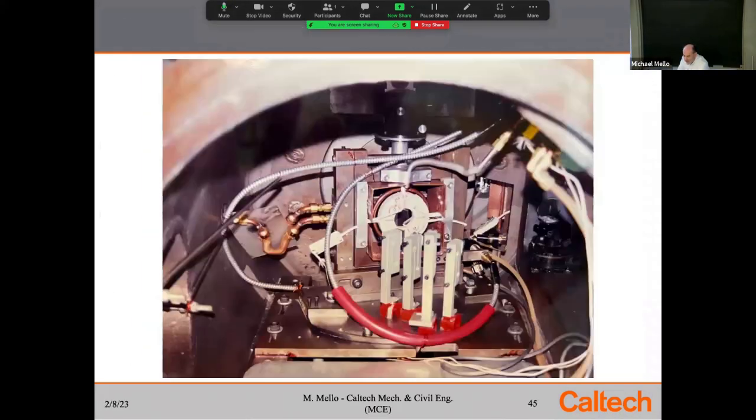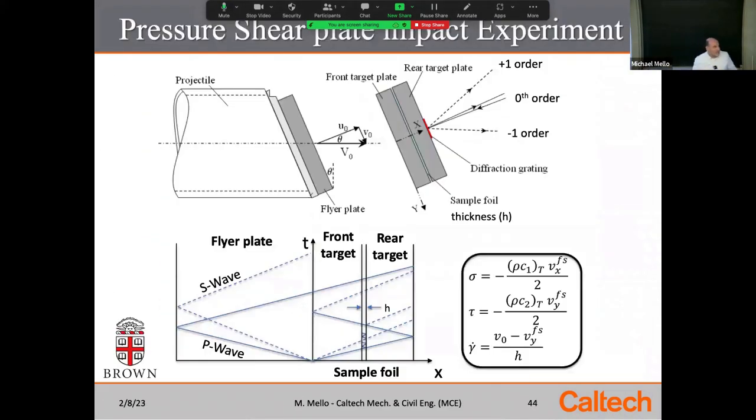I think I had a formula here earlier. Yeah, those formulas, which I kind of skipped by. They say, and this would be a whole lecture unto itself, we don't have time to do this, sigma, the normal stress, is related to the Vx free surface. FS stands for free surface. So this interferometer gives you velocity normal to the free surface, Vx free surface in that little box. So by measuring the velocity, you have access to the stress.